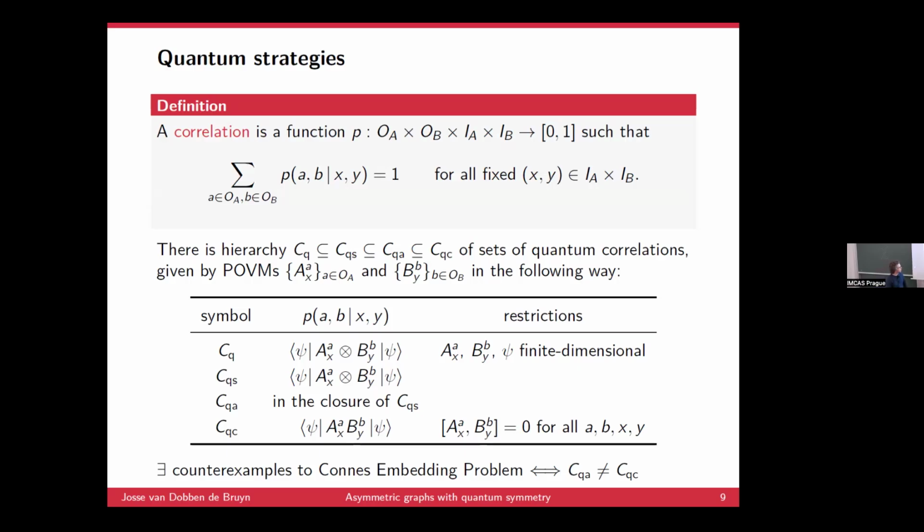I will be working in the quantum commuting model. So there's some Hilbert space and some fixed state psi on that Hilbert space. Alice and Bob have their measurement operators that commute with each other, but not within themselves. Alice's operators don't commute with each other, but each of Alice's commutes with each of Bob's.